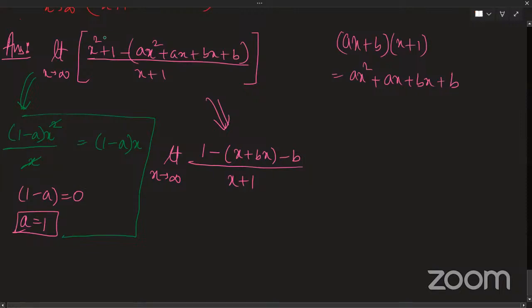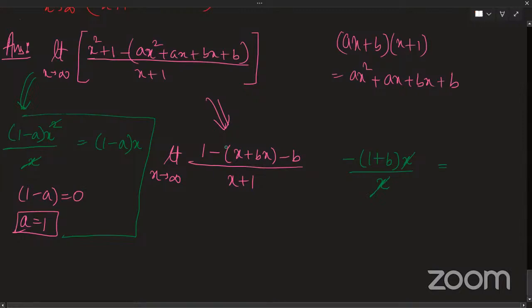And what is the coefficient of x raised to 1 in the numerator? 1 plus b or minus of 1 plus b? Minus of 1 plus b, right? Because there is a minus. Minus 1 plus b into x, right? Divided by, what do you have in the denominator? X. Great. X and x got cancelled.